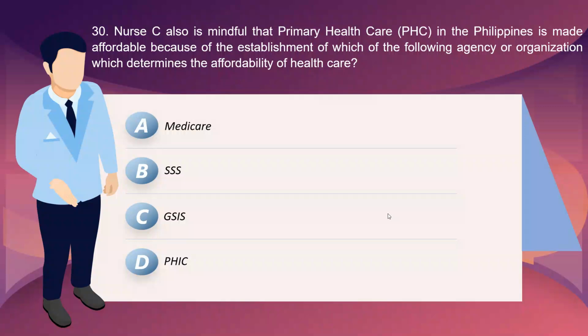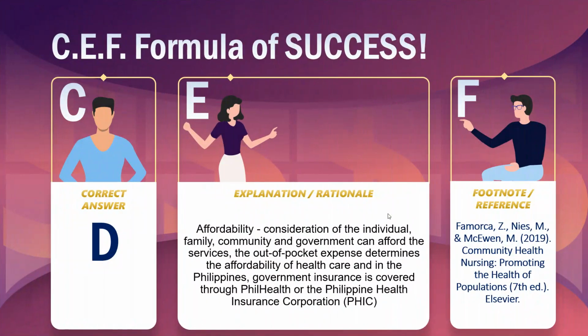30. Nurse C is mindful that primary health care in the Philippines is made affordable because of the establishment of which of the following agencies or organizations, which determines the affordability of health care: Medicare, SSS, GSIS, or PHIC? The correct answer is letter D. Medicare is actually a private insurance. Letter B is for private employees. Letter C is for government employees. And of course, PHIC is our Philippine Health Insurance Corporation, also known as PhilHealth. So number 30 is letter D.